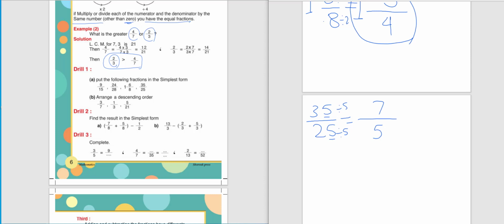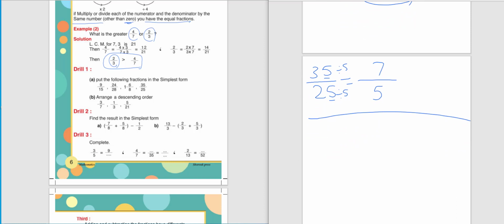Letter B, arrange in descending order. In descending order, we have first 3/7, 1/3, and 5/21. Let's look at each denominator. Here we have 7, 3, and 21. And as we know from the first example, 21 is the LCM for 3 and 7, right? Right. So what is the number that if we multiply by 7, we get 21? And also multiply the numerator by 3.